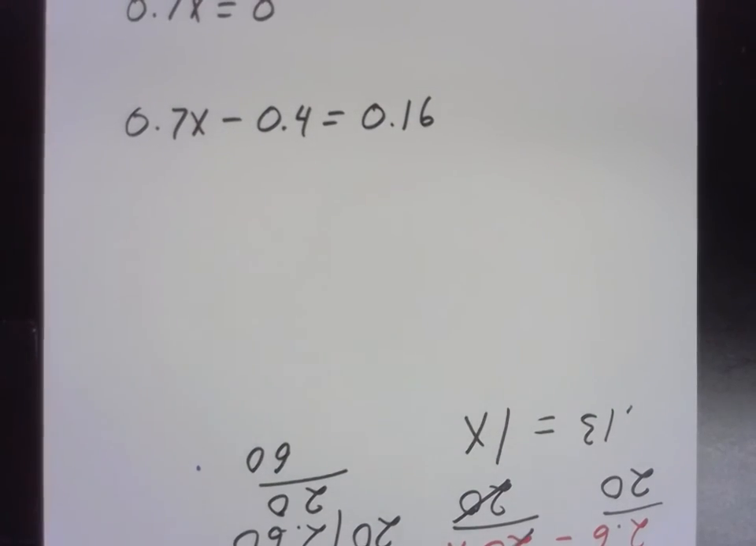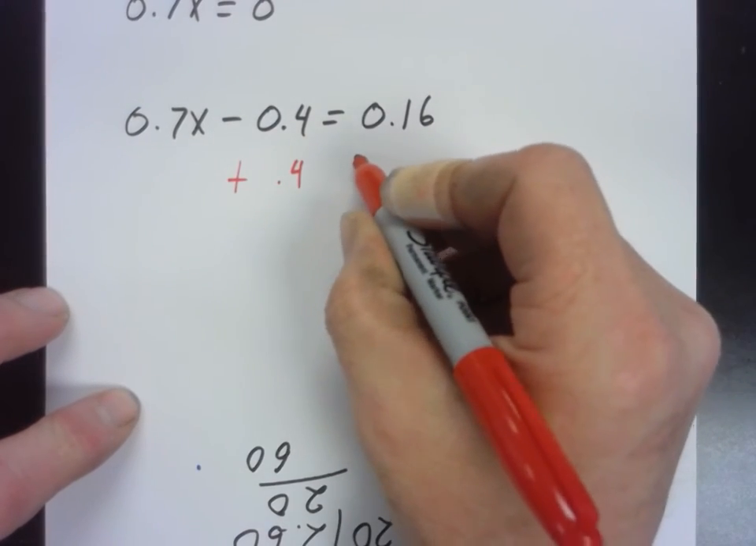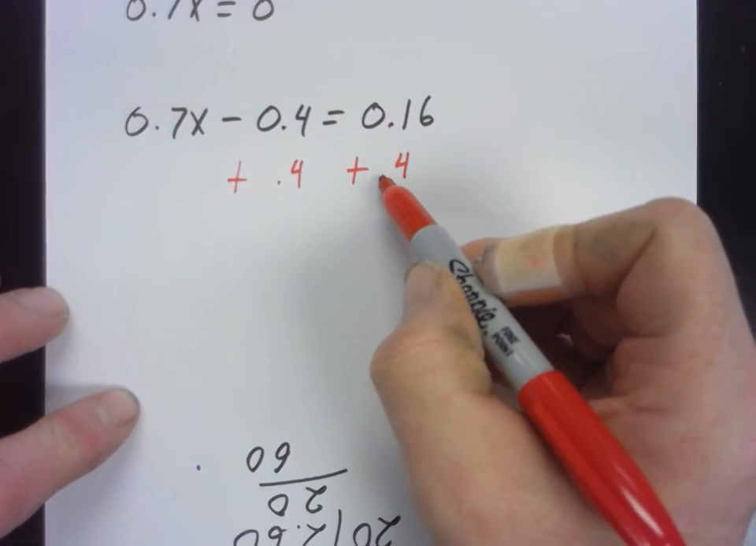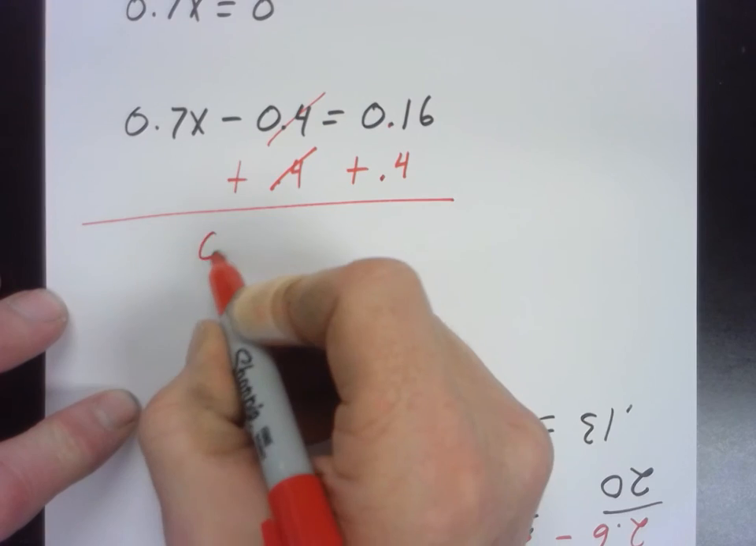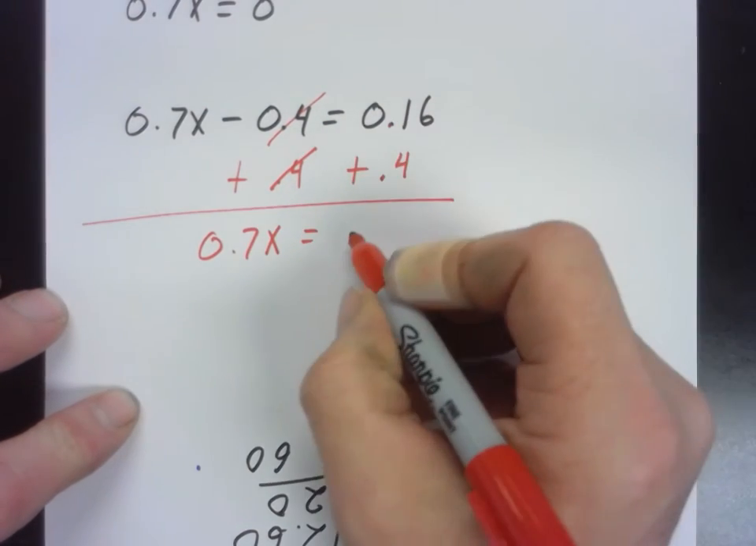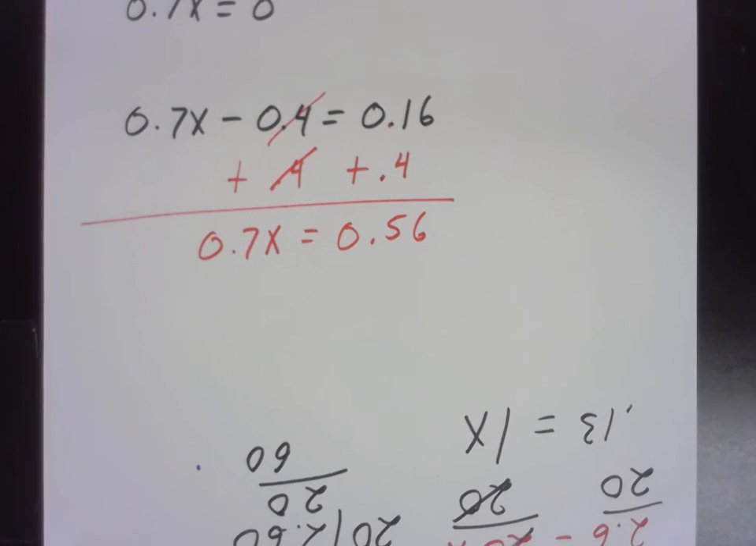All right, Augustine, what do you want to do first? Plus the 0.4. Okay, so if we add 0.4 to both sides. Do you guys notice how I lined up that decimal? These add up to 0, that's easy. But over here, I want to be really careful and make sure I get 0.56. Okay?